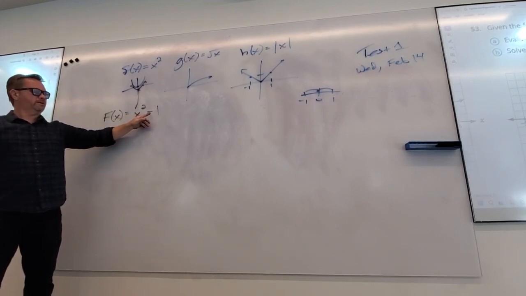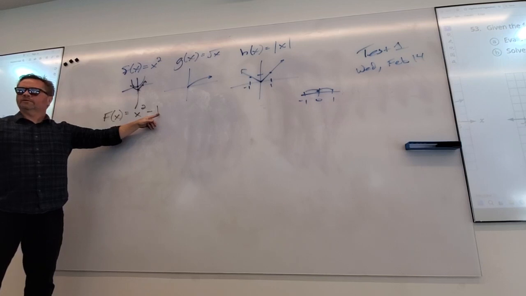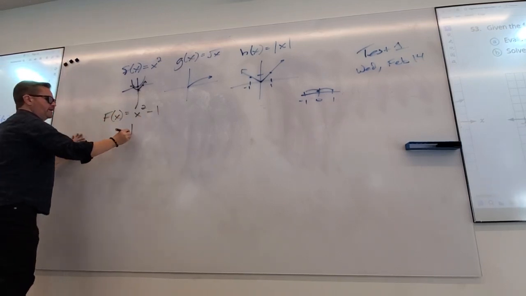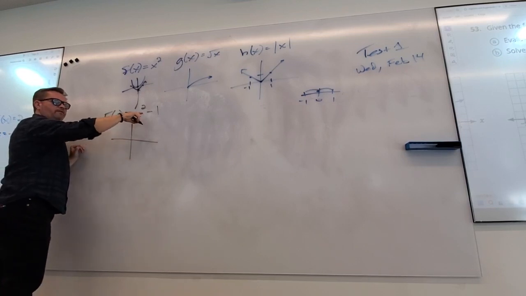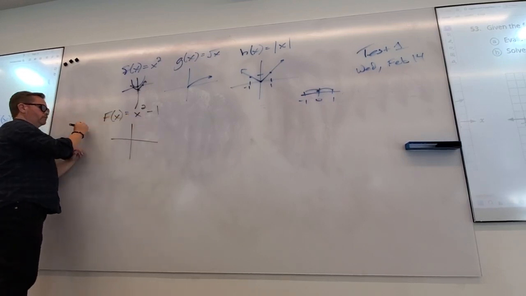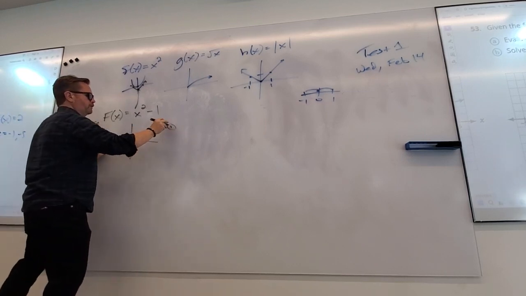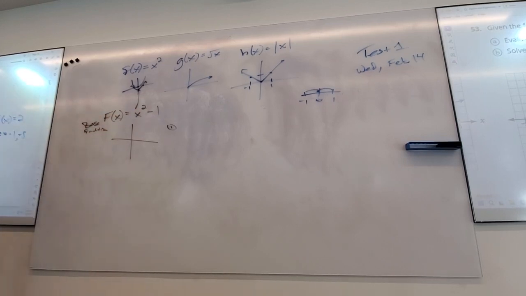So what if I would have put +2? It would go up 2. So if I give you a problem and I say graph this using transformations, I will often say graph the base function first. Transformation is just what we call moving functions around. We can also squeeze them, stretch them, flip them. We call all that transformations.